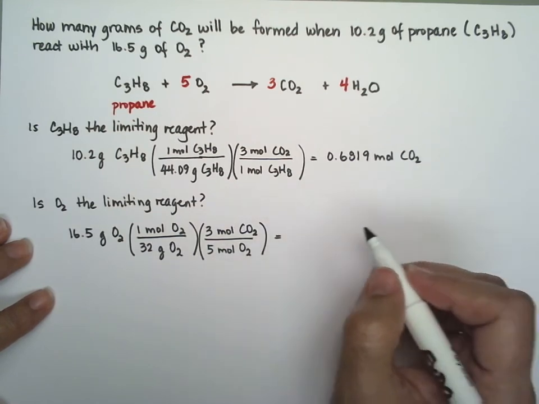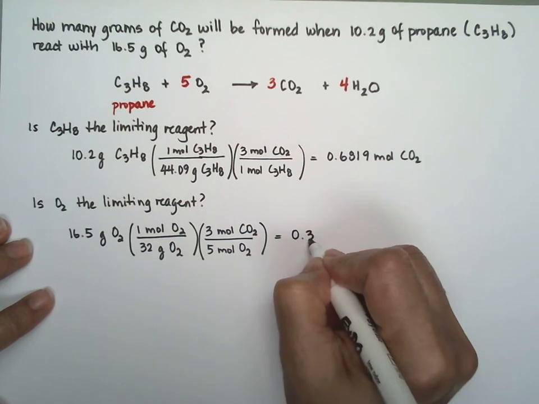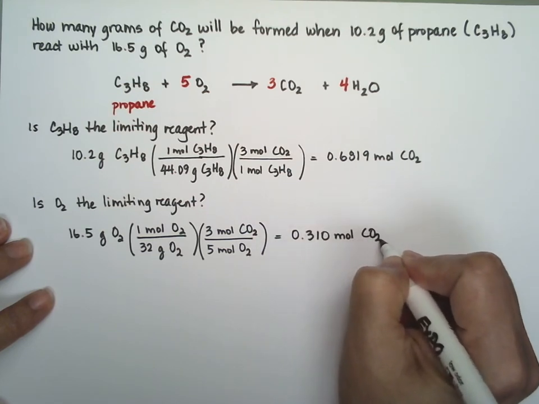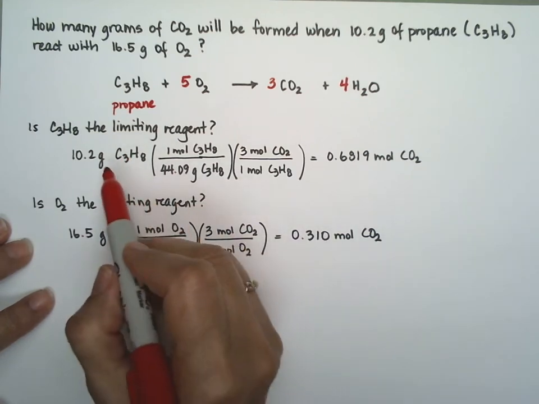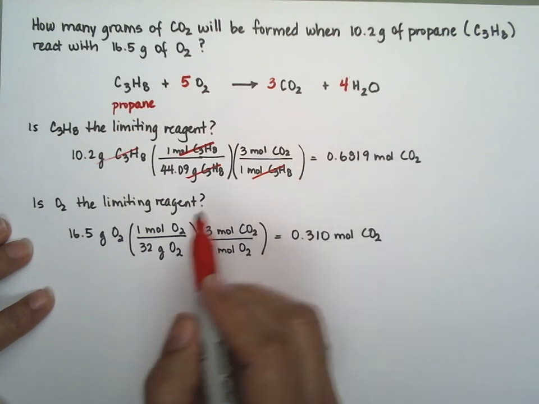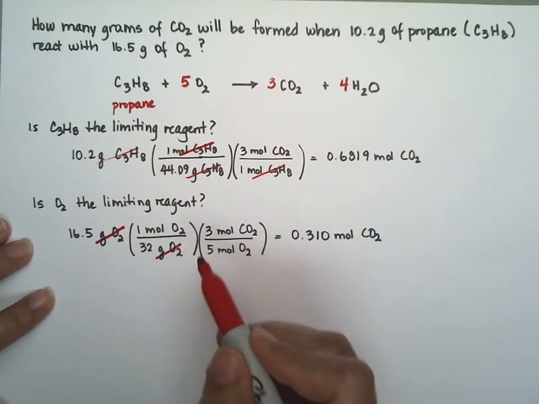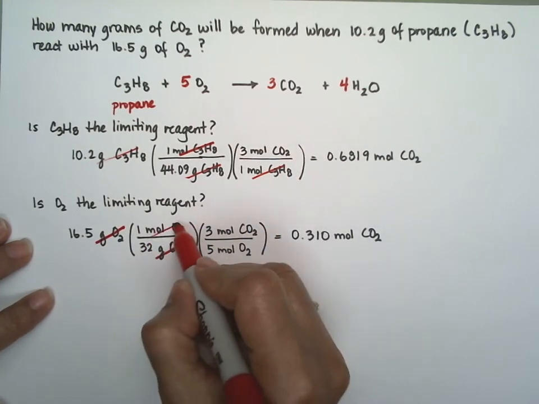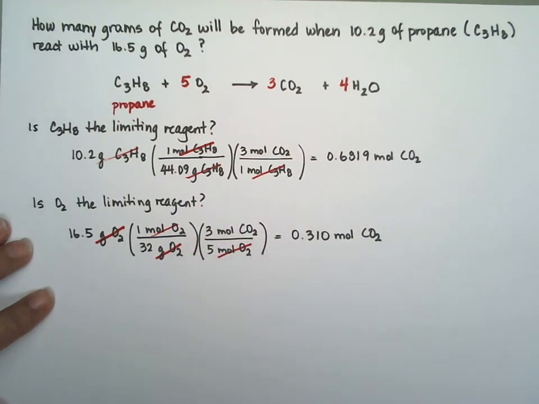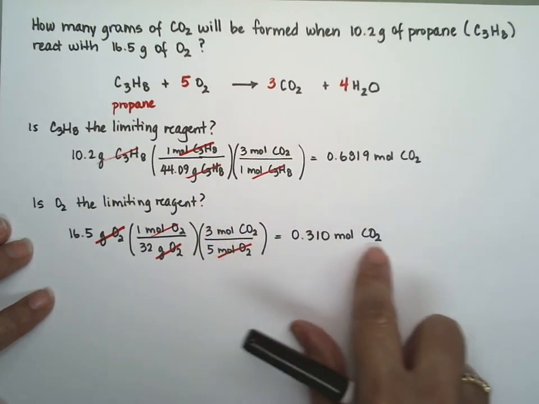Now that I have moles of CO2, I can go ahead and do the calculation. And I forgot something very important. Always check that your units cancel. So grams of oxygen cancels with grams of oxygen. Moles of oxygen cancel with moles of oxygen. And the only unit you have left is mole of CO2.